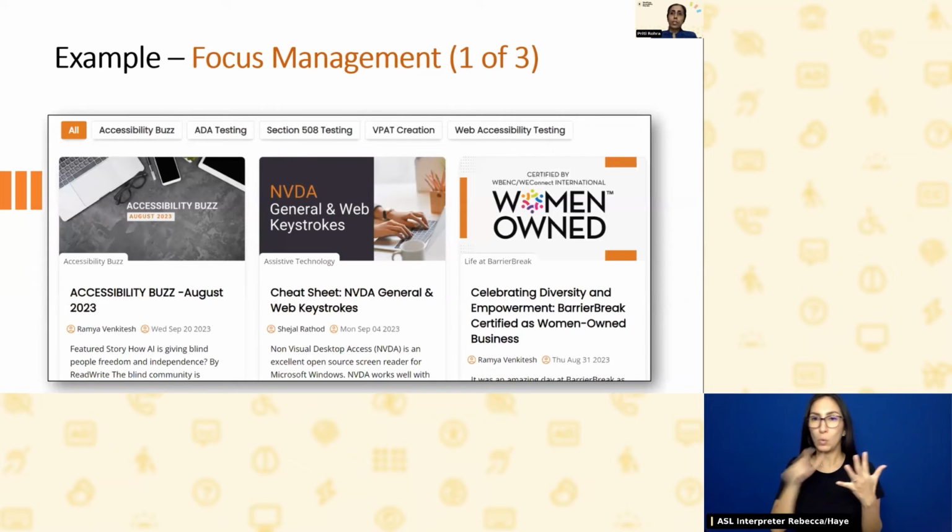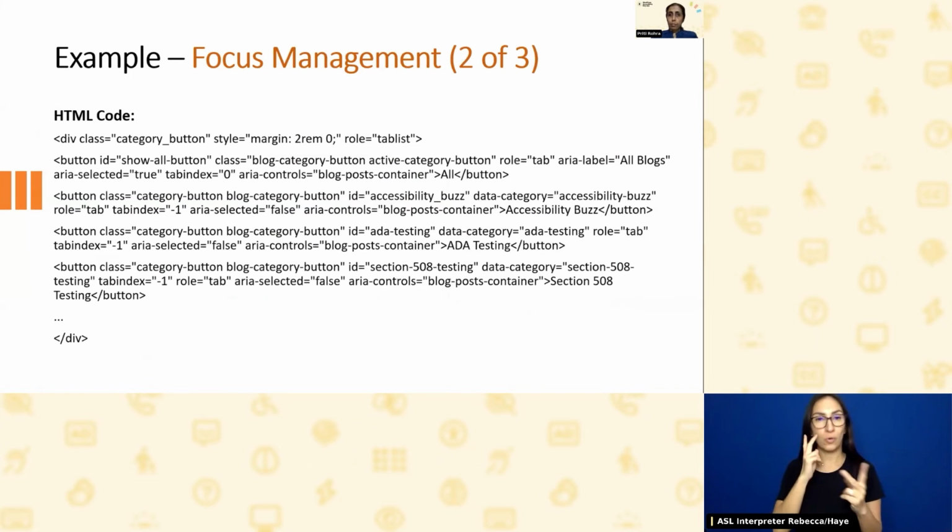So here is an example of tabs being implemented on a barrier break block. There are different tabs from ALL to ADA testing, Section 508 testing, and so on. Now, ALL is the active tab, and thus it has the focus, not only programmatically, but also visually. Let's see the markup. We've used the native button tags, which have been given a role of tab.